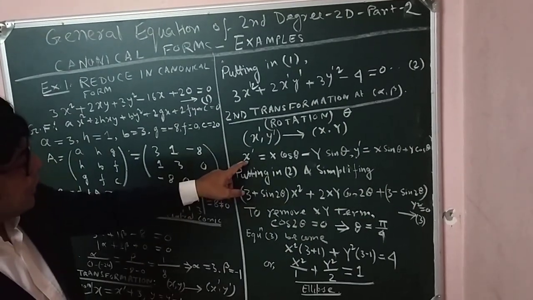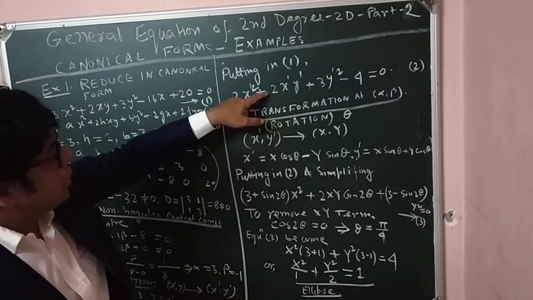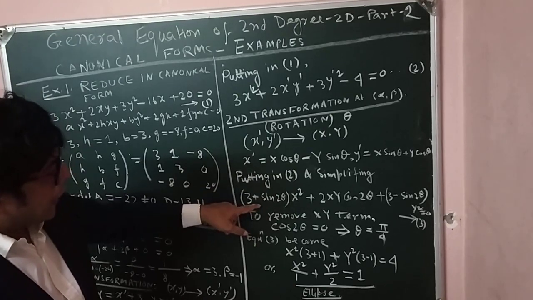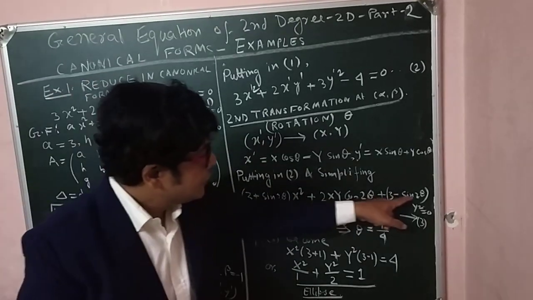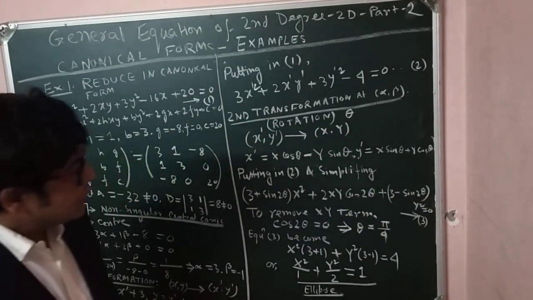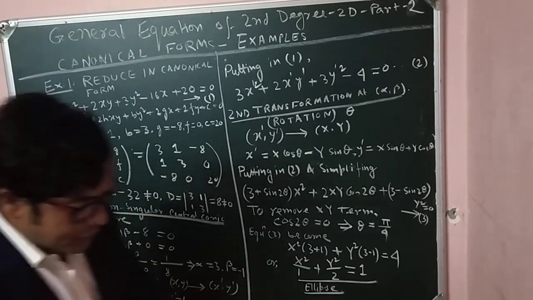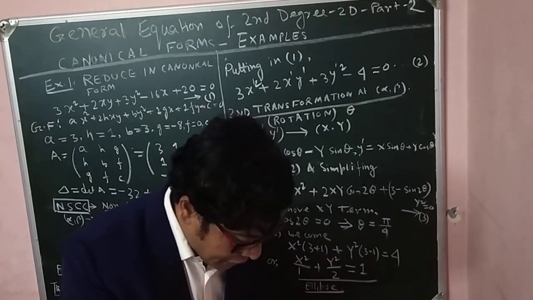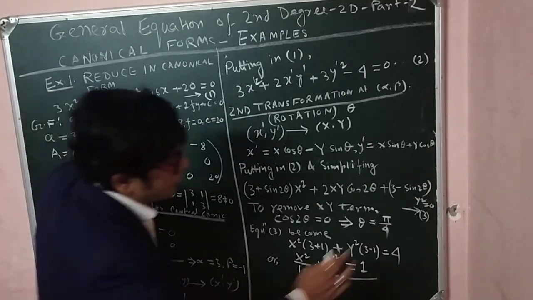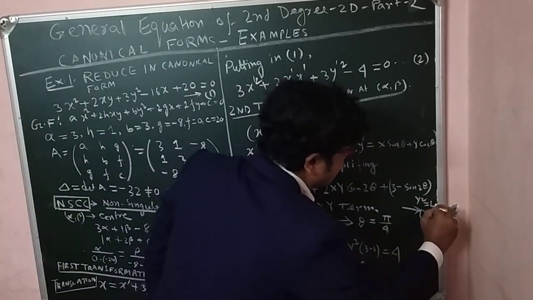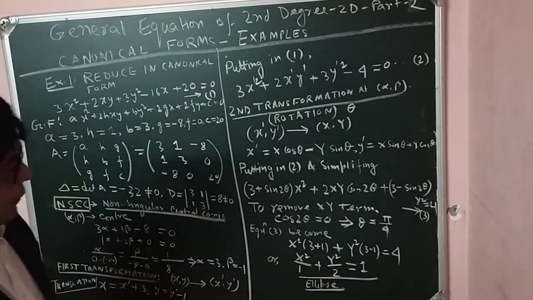We substitute this x dash and y dash into equation 2. On simplifying, we will get this equation, that is equal to 4. It's not 0, it is equal to 4.